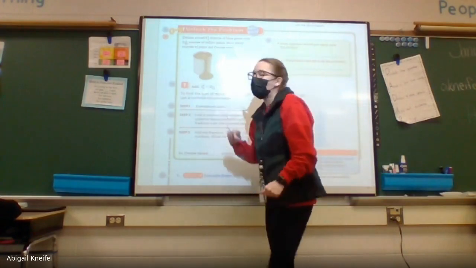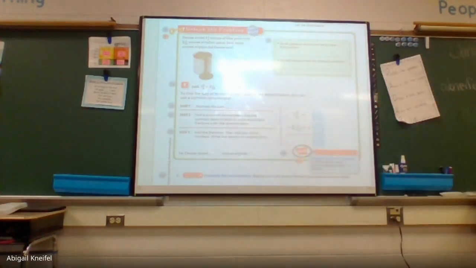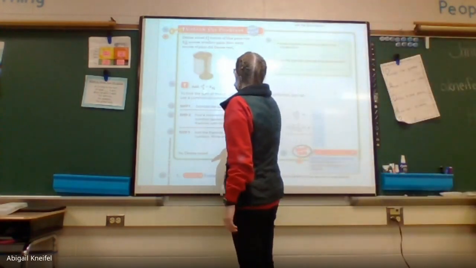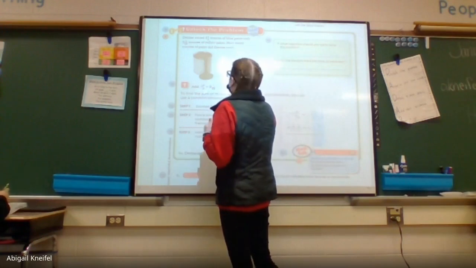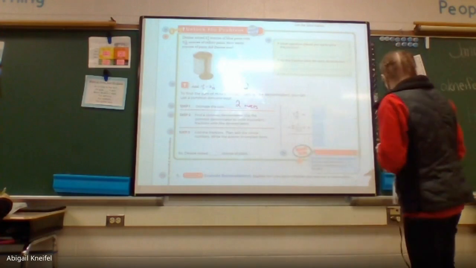Plus 2 1/10. What benchmark is 1/10 close to? 0, half, or 1? Alex? 0. So then we just take out the fraction and it would be 2. So our estimated sum would be 2 ounces. That would be an estimation. But we actually want to find the answer.